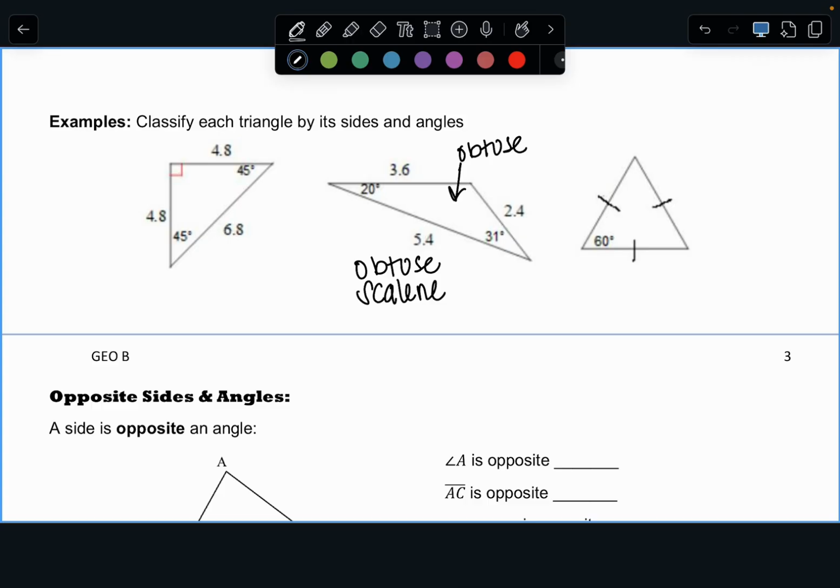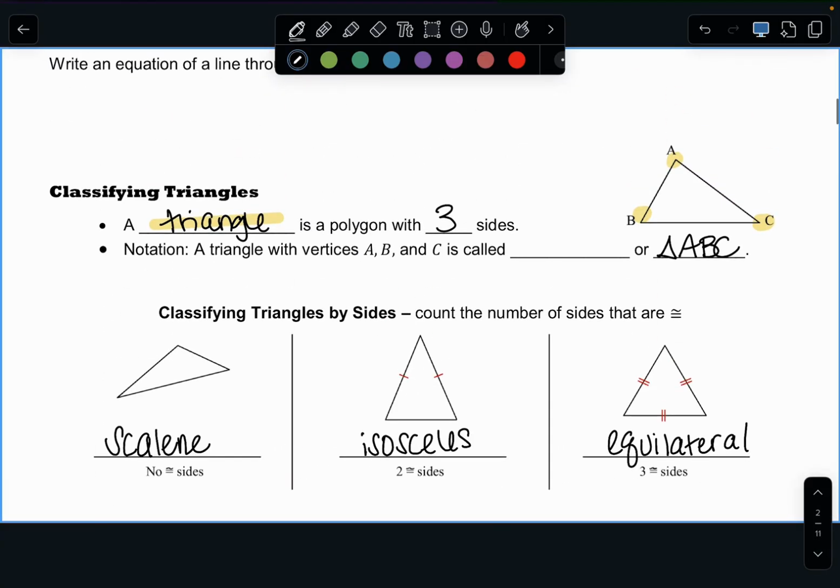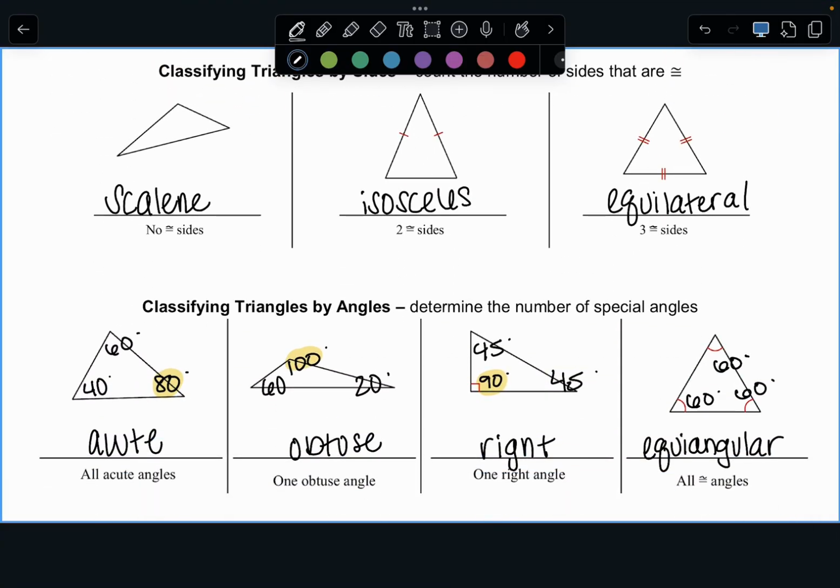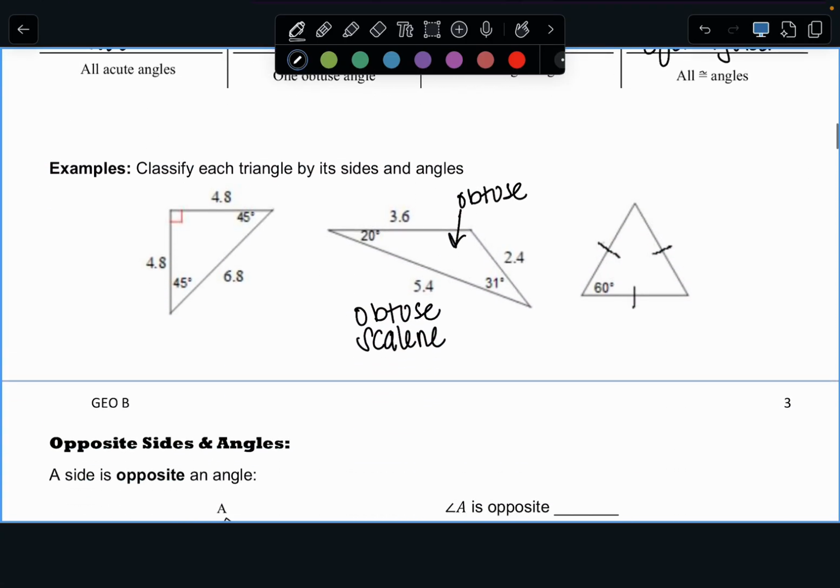Does it matter which one? No, it doesn't matter. If it's a special name, like isosceles, we typically put isosceles and then the angle measure. It doesn't really matter. I usually put the sides first, but I put the angle first this time. On your test, it'll just say by angles, and it'll have a blank, and that's where you would put obtuse. And it'll say by sides, and it'll have a blank, and that's where you would put scalene. So on your test, it really doesn't matter what order.